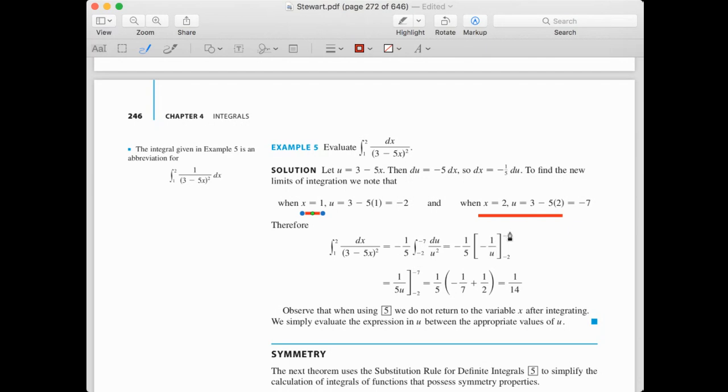So we evaluate u at negative 7 and at negative 2. Then we get this. If we keep it as the x term, negative times negative will be positive, so we get 1/5 of 1 over 3 minus 5x. We can keep it like this. Then we can evaluate at 1 and at 2, and we get the same exact answer. So you have a choice here.